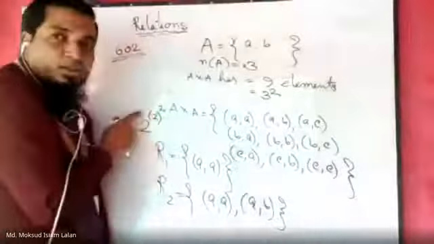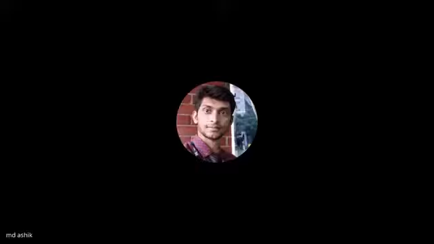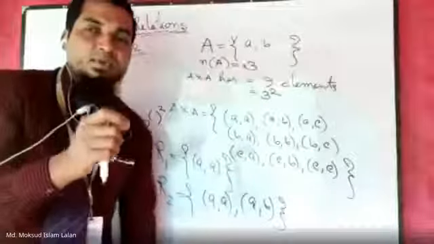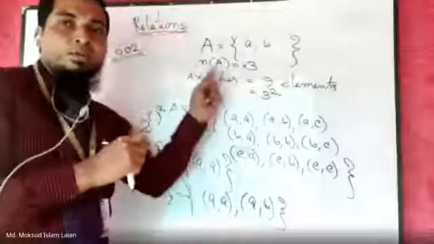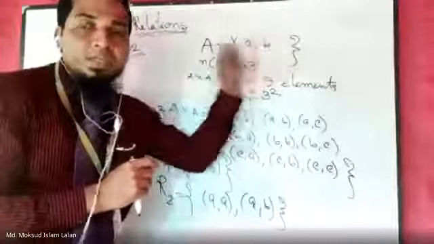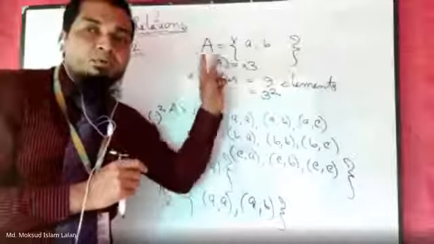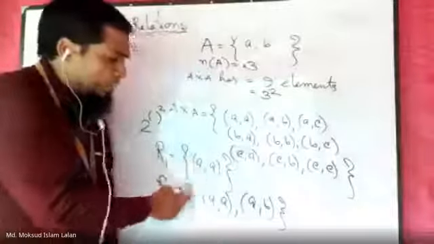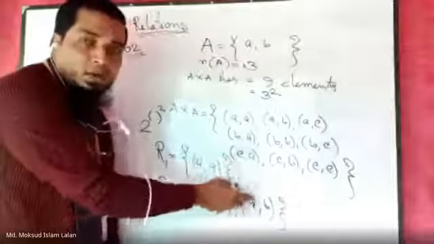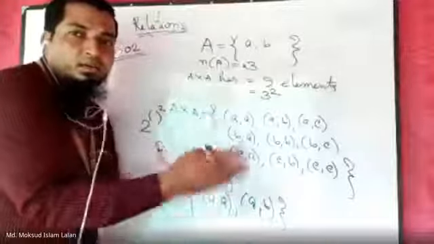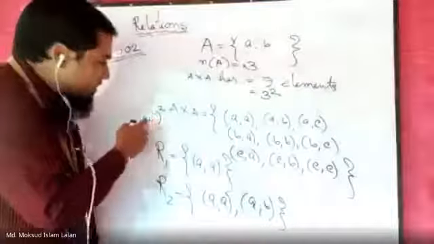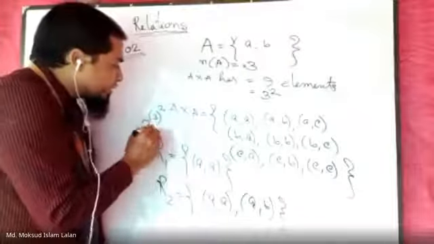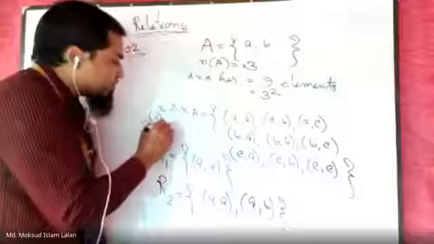Please try to understand how many relations. Question, please keep a note: how many relations can you form if A equals ABC? Relation means like this. You can write AA or AB or AC or something like this. So how many relations can you form? This formula is 2 to the power of number of elements squared. So 3 squared is 9.